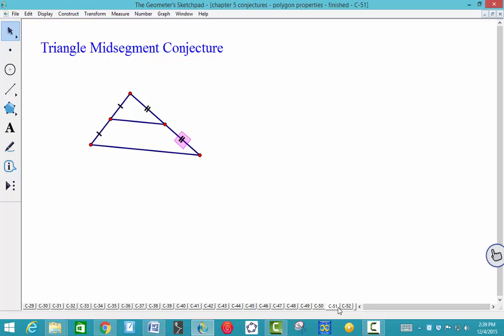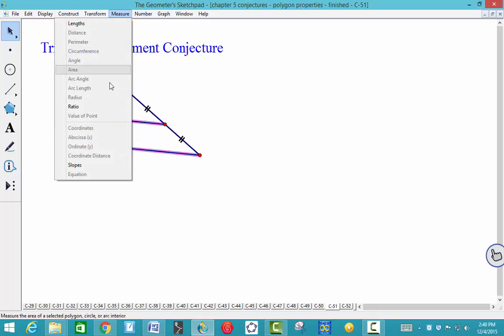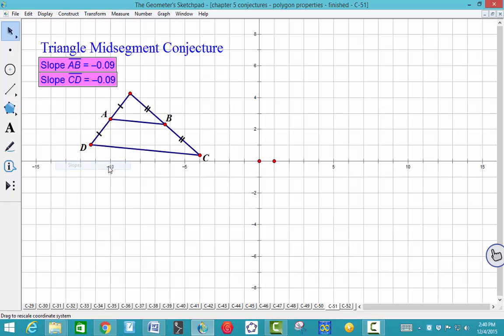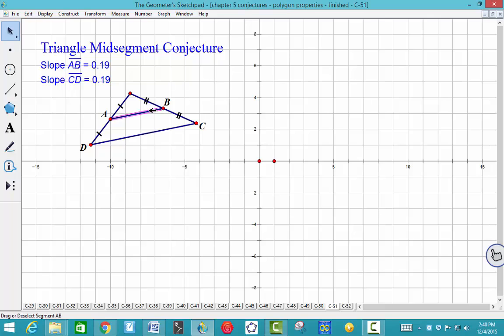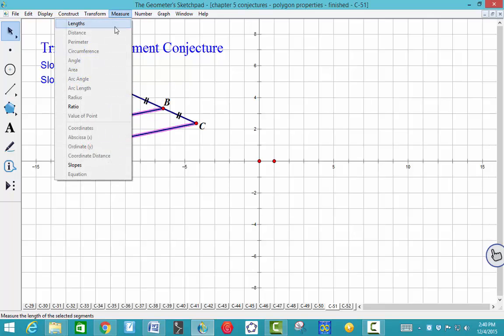Conjecture number 51. The triangle midsegment conjecture states a midsegment of a triangle is parallel to the third side and half the length of the third side. So what do we want to show here? We want to show that the midsegment is parallel to the third side. So I'm going to measure their slopes. If their slopes are equal, then the lines must be parallel. Okay. And I also want to show that it's half the length of the third side. So what I'm going to do is measure both the midsegment and the third side. I'm going to measure those lengths.